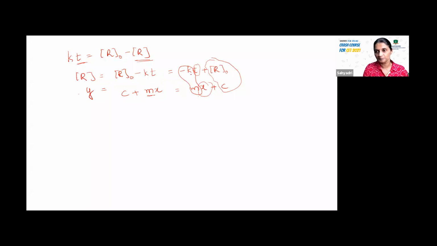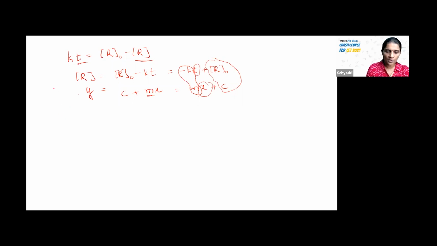Did you understand? Then C is the constant there, that is the y-intercept, so it is R naught. Understood? Shall we proceed? Is that fine? So the question can be asked: which of the following correctly represents the correct graph for the zero order reaction.